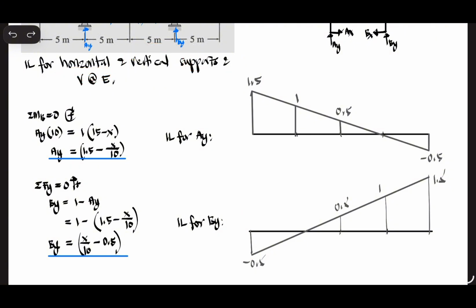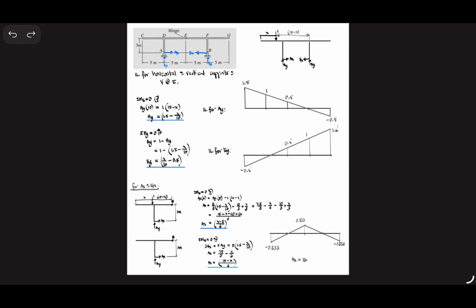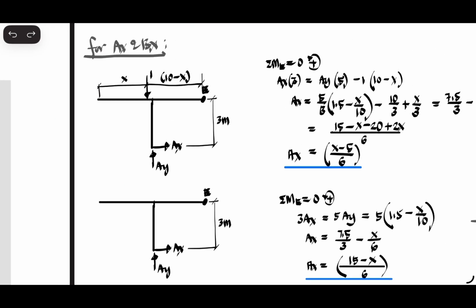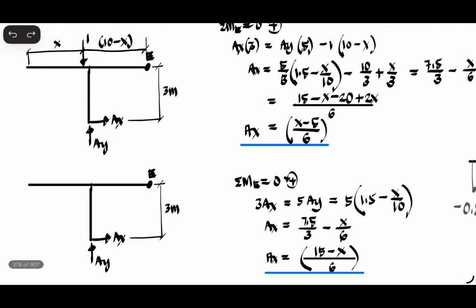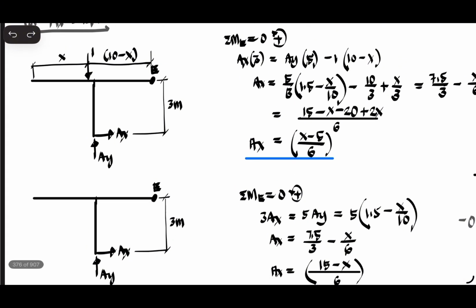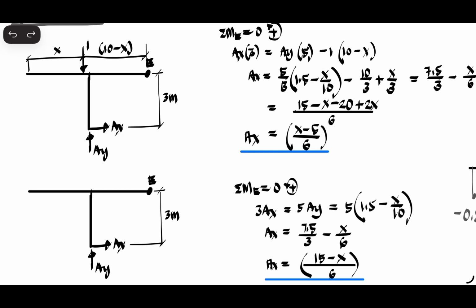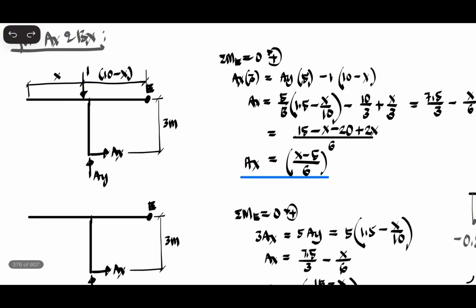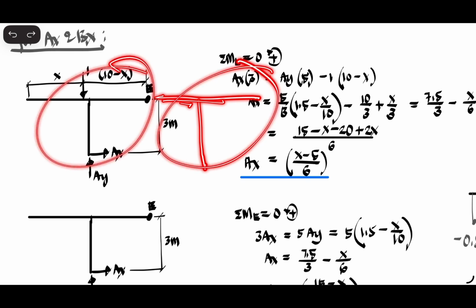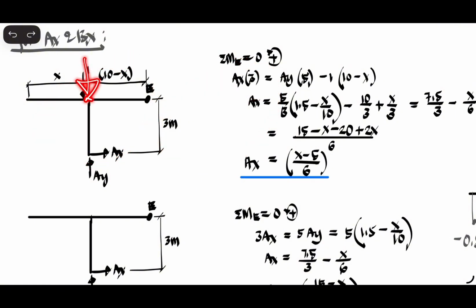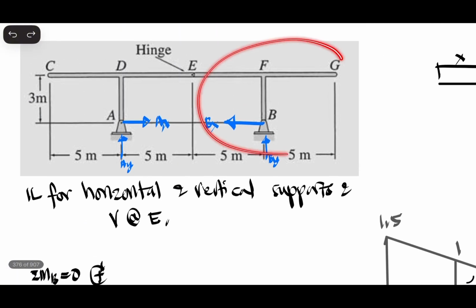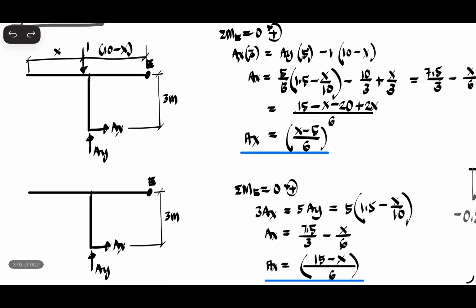How about the horizontal supports, AX and BX? What we're going to do is place a 1 unit load at the portion before point E and after point E. This frame is composed of two members. We assume the 1 unit load to be on top of the first member first and solve for the value of AX, and then place the 1 unit load on the right member, EFG, and again solve for AX.